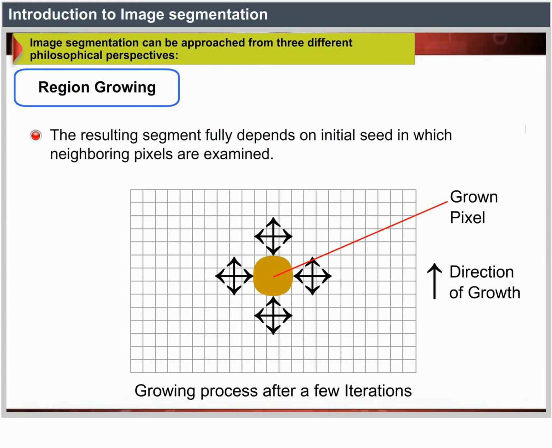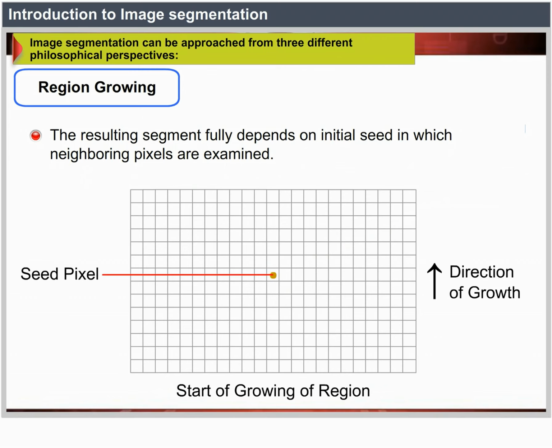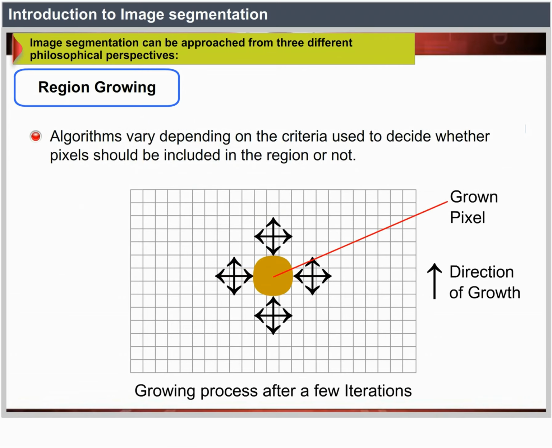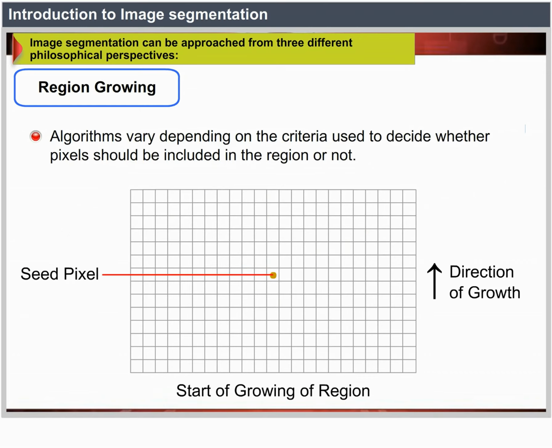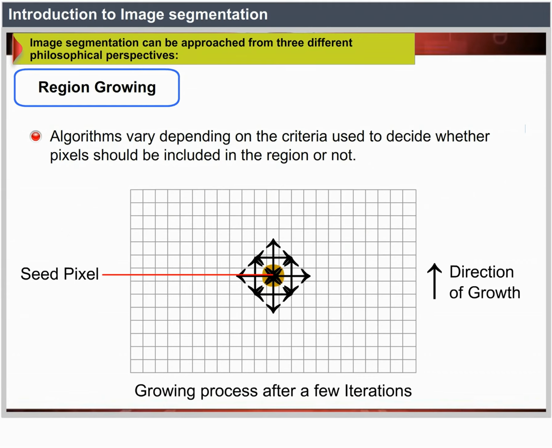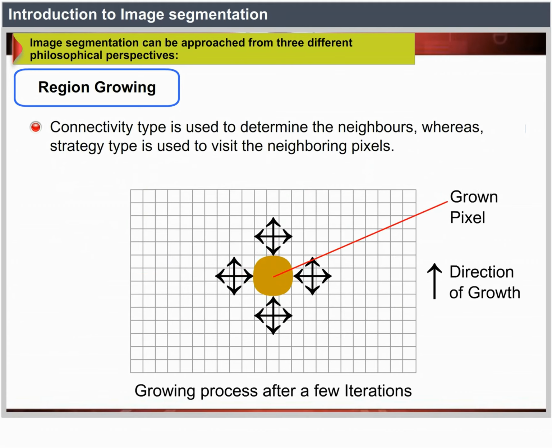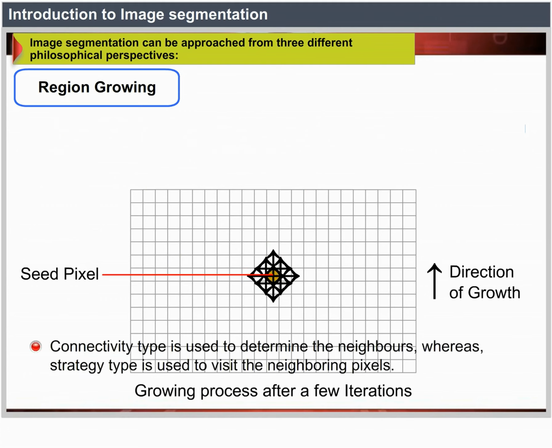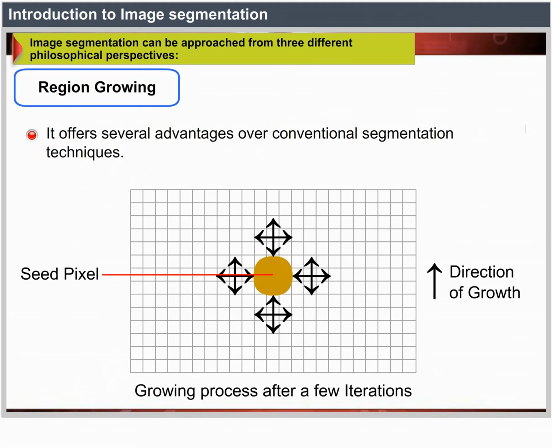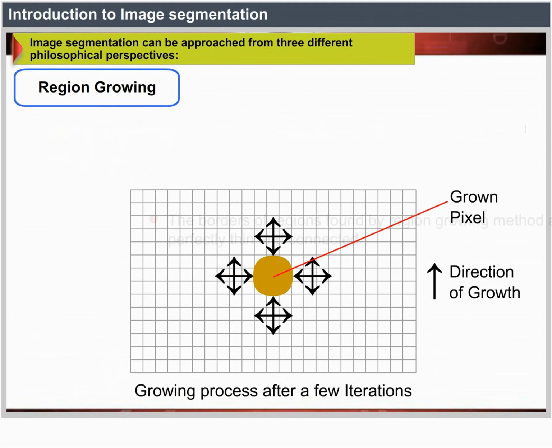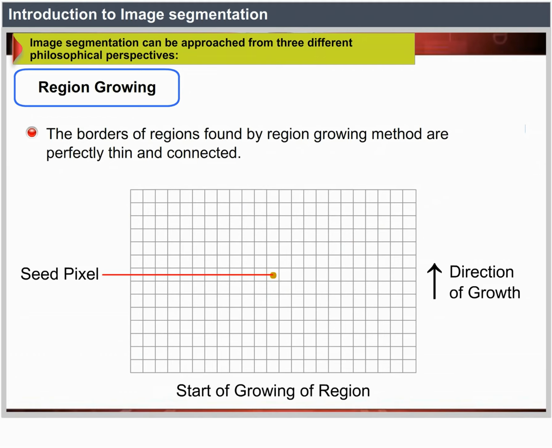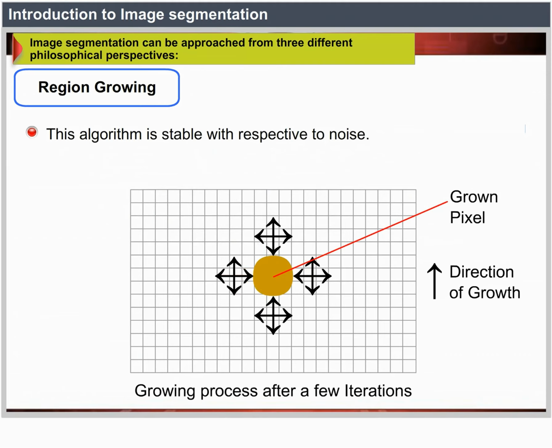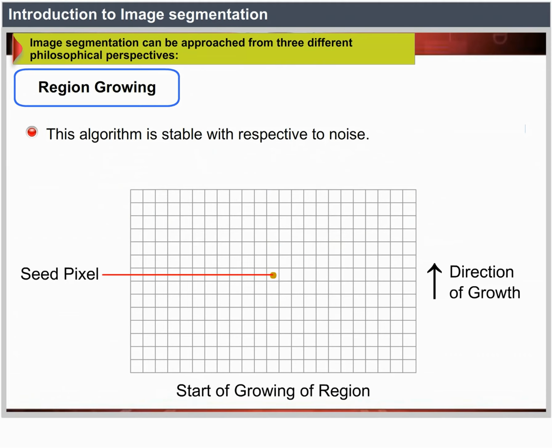The resulting segment fully depends on the initial seed from which the neighboring pixels are examined. Algorithms vary depending on the criteria used to decide whether pixels should be included in the region or not. Connectivity type is used to determine the neighbor strategy used to visit the neighboring pixels. It offers several advantages over conventional segmentation techniques. The borders of regions found by the region growing method are perfectly thin and connected. This algorithm is stable with respect to noise.